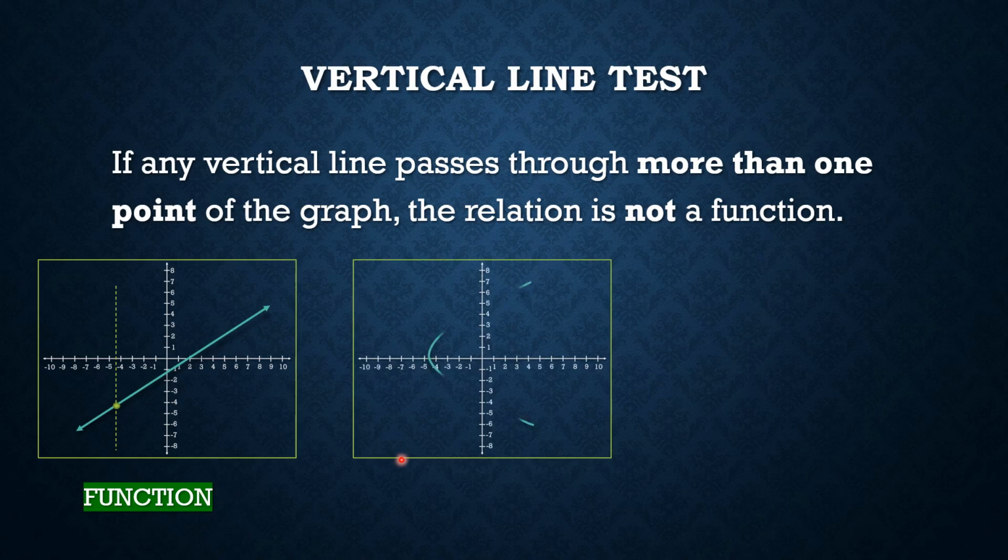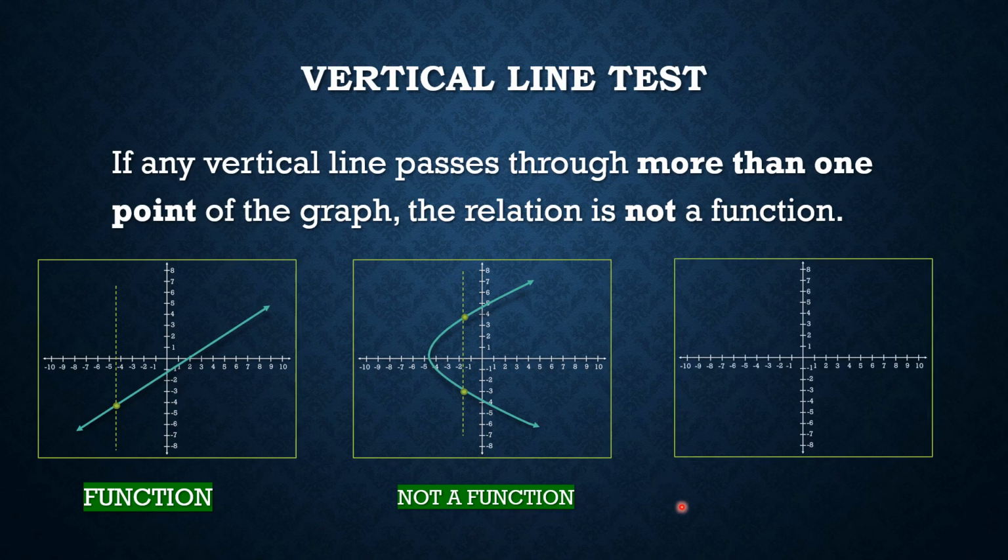For the second example, let's take a look at this graph. If we put vertical line here, kahit saan naman dyan, no? So, hanapin mo lang kung saan mo gustong ilagay yung vertical line, you will observe that there are 2 points na tinamaan doon sa graph. So, that's more than 1. So, therefore, this graph does not represent a function.